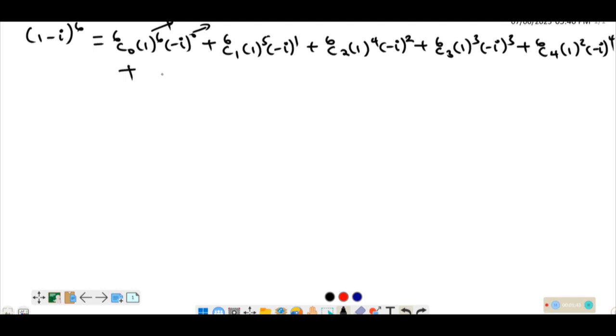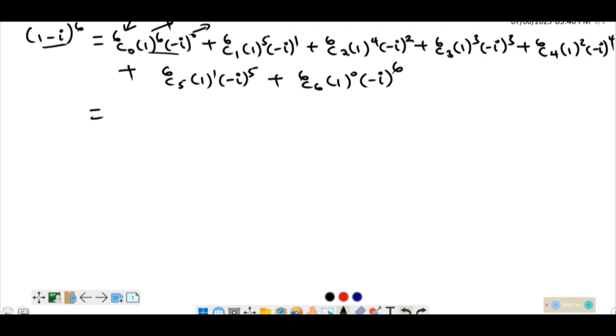We shall again add there 6 combination 5, 1 to power 1, now negative i to power 5. And lastly 6 combination 6, 1 to power 0, negative i to power 6. So that is how best we can expand this by using the knowledge of combinations together with the terms from this given expansion.